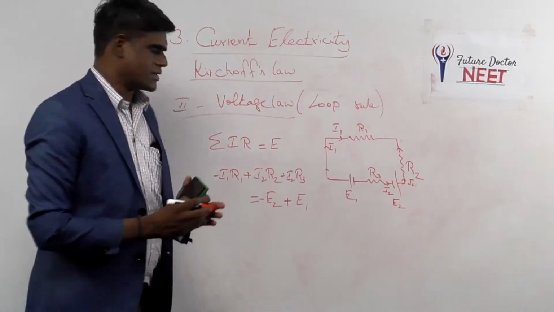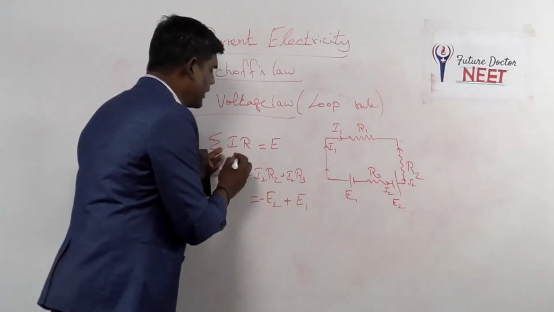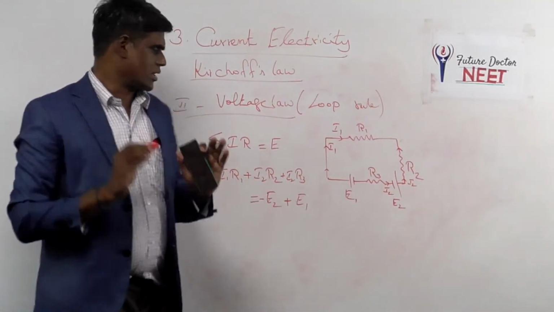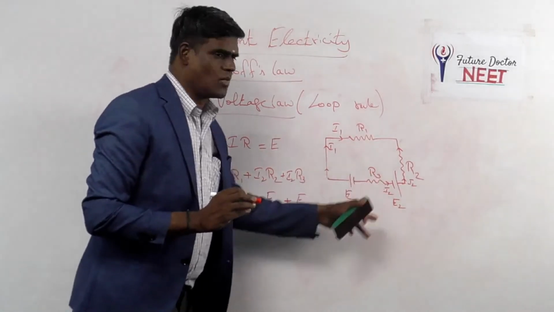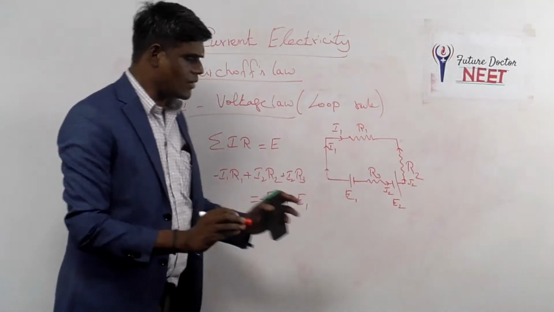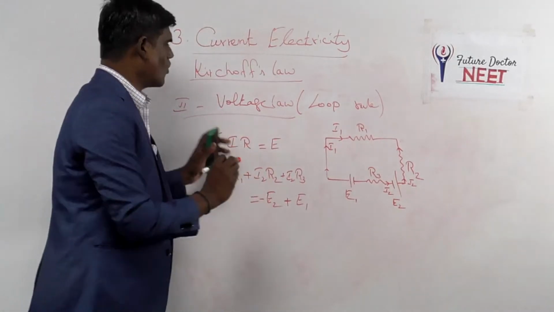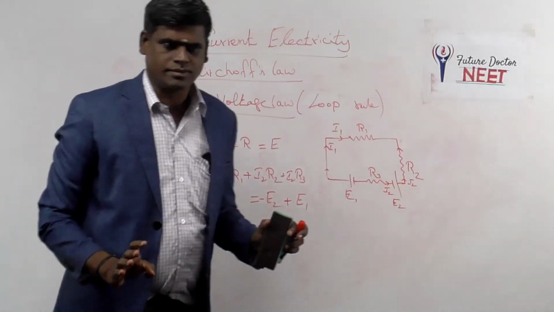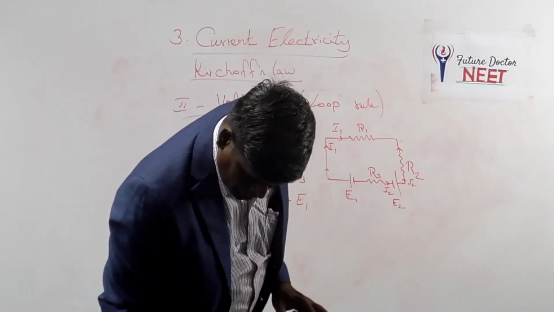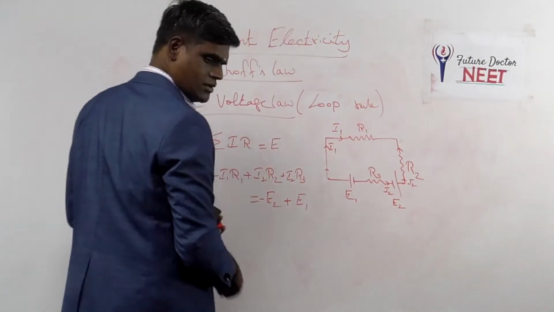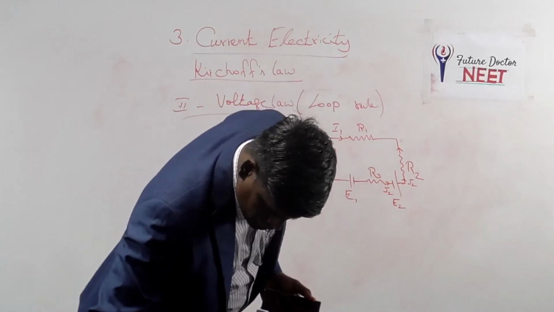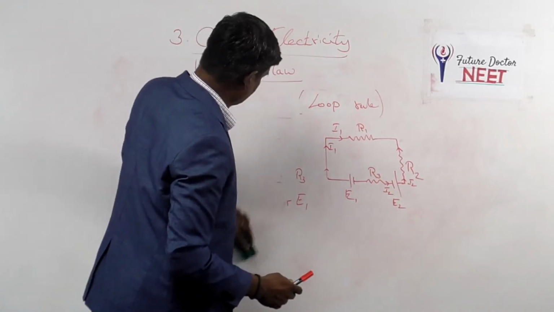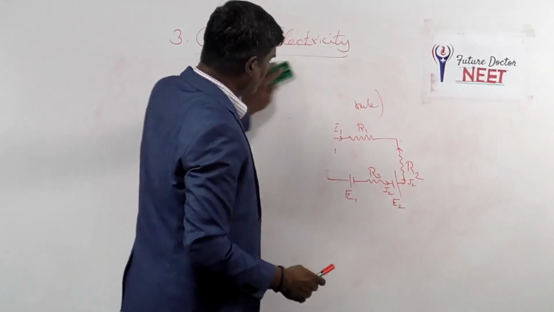State the voltage law: it states that the sum of the products of current and resistance in a closed circuit, this is applicable only for a closed circuit, is equal to the sum of its EMF in the same closed circuit. This is Kirchhoff's voltage law or loop rule. Okay. Any doubt in this? No. Okay. We move to the next topic. Yes, Wheatstone bridge. What is the time? 3:04. Okay. The next topic is Wheatstone bridge.